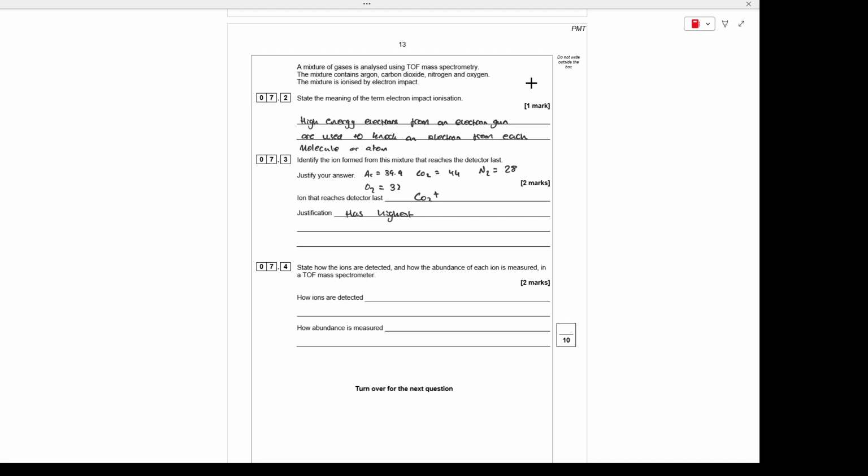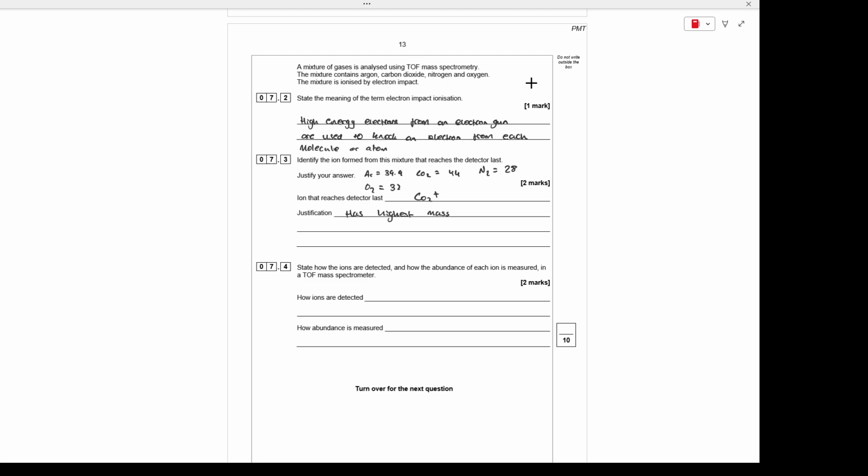And on to the last part of the question. State how ions are detected and how the abundance of each ion is measured in a time-of-flight mass spectrometer. So it's kind of just a recall question. I've seen this a couple times, so just remember this. But obviously it makes sense.